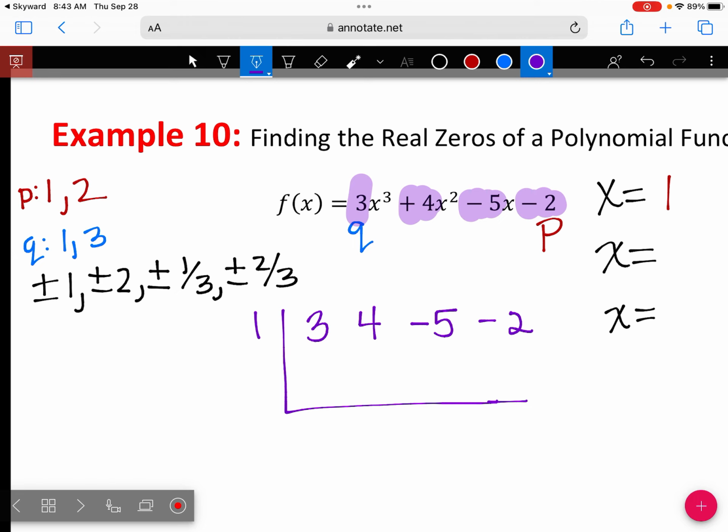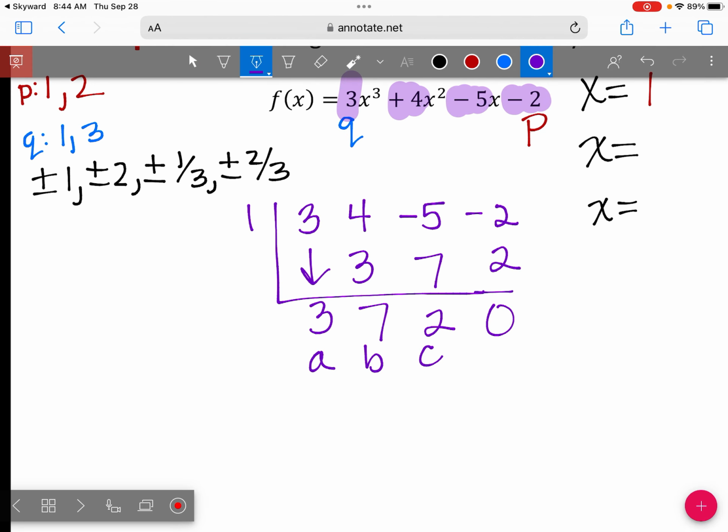Who did synthetic division and ended with a 0? Oh, that's good. All right, so we're going to bring down that first number. So 3 times 1 is 3. That would go here. And then you add, and you get 7. 7 times 1 is 7, so that would go here. And then you add, and you get a 2. 2 times 1 is 2, and you add, you get 0. So this will be your A, B, and C. So let's go ahead and factor that down.